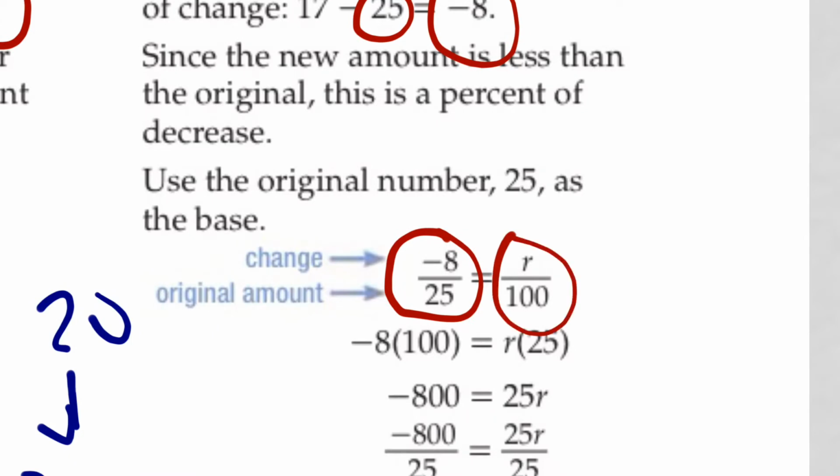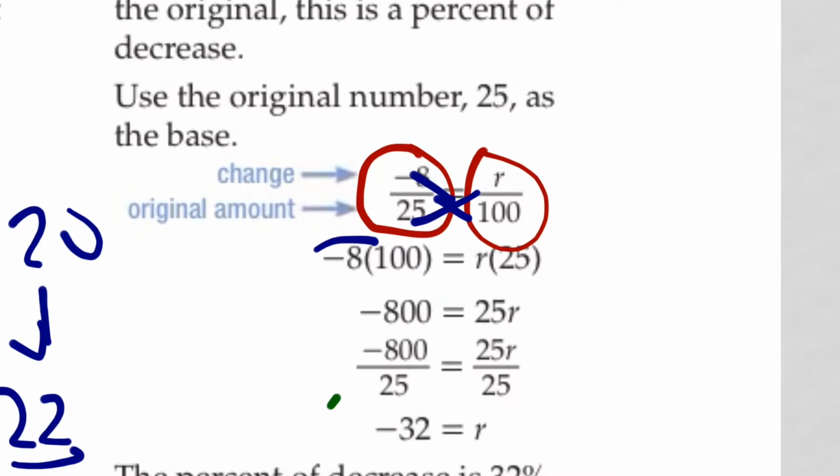Now I just have to cross multiply. Alright, I'm going to cross multiply. And I get negative 8 times 100 equals 25R. Alright, divide by what?